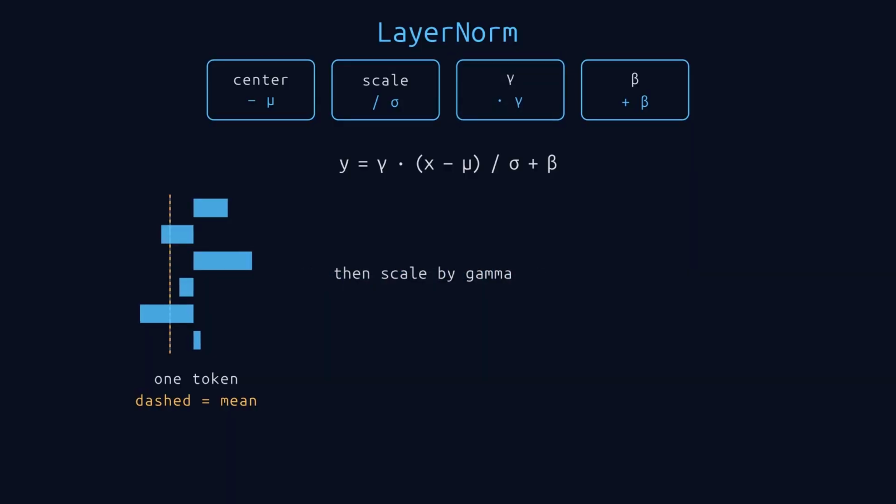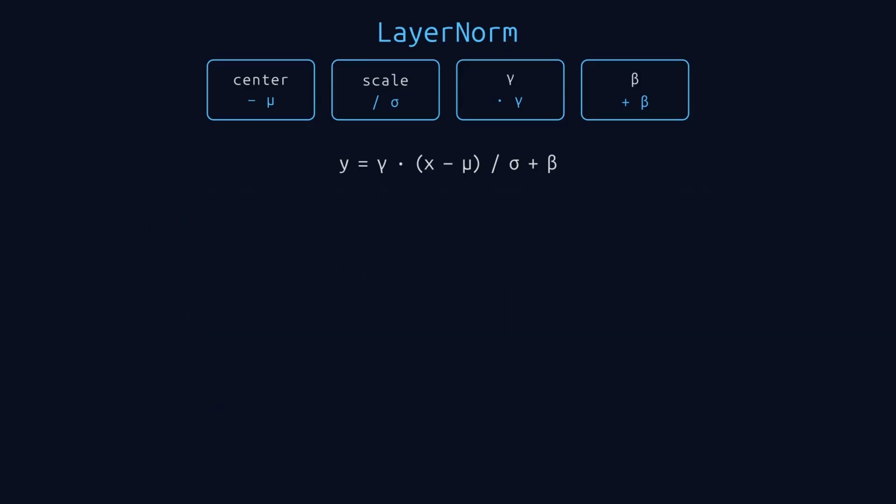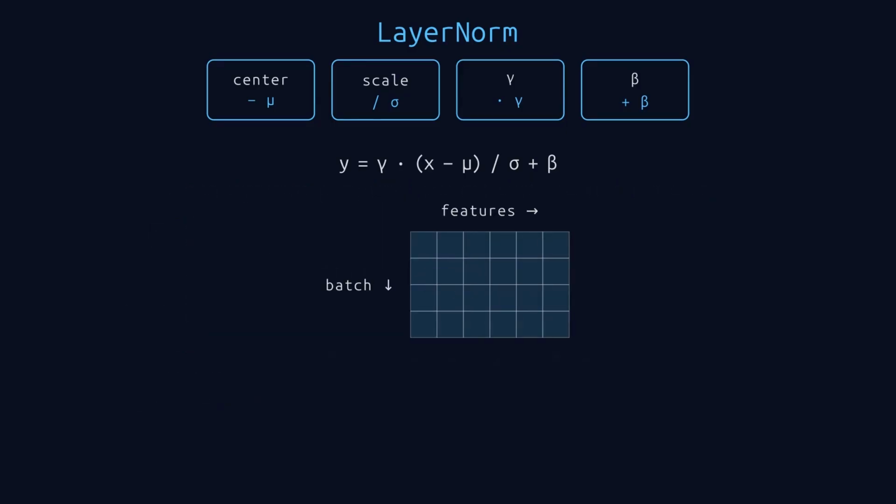Now the important part isn't the arithmetic, it's the axis. LayerNorm computes those statistics across the features of a single token. Compare that to BatchNorm, which normalizes the same feature down the batch, across many different sequences at once. That difference is everything for transformers.